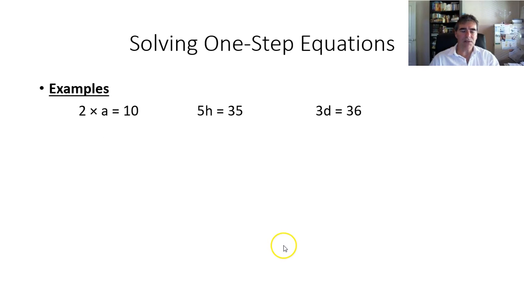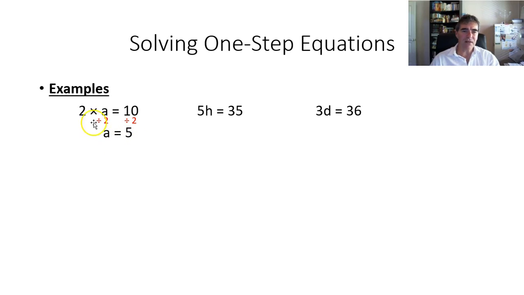Our multiplication ones. So 2 lots of A equals 10. Again, you might be able to see that from inspection, but the opposite of multiplying by 2 is dividing by 2. So when I do 2 divided by 2, that's 1. So that leaves me with 1 lot of A, which is just A. And 10 divided by 2 is 5. So I get A is 5.